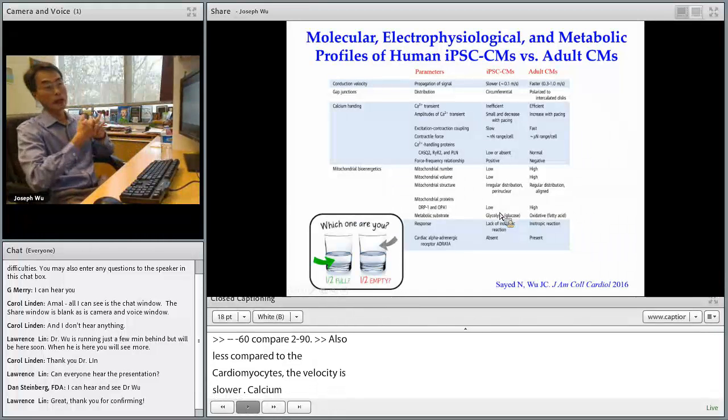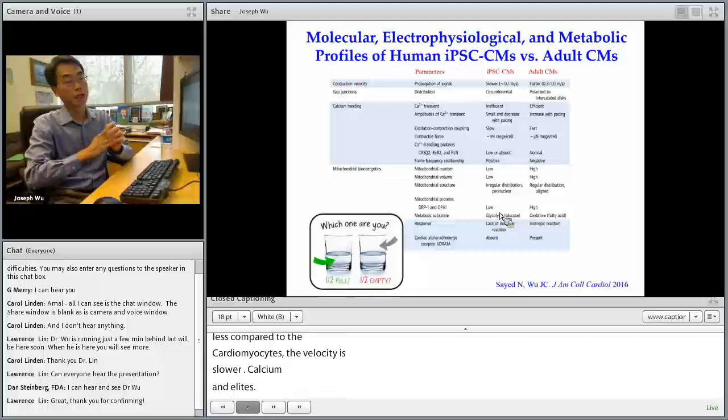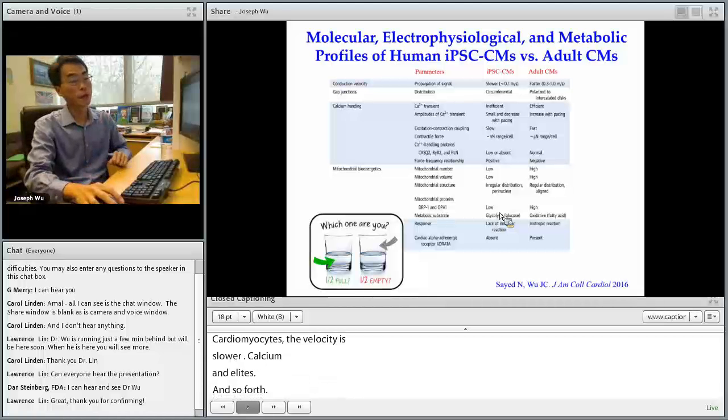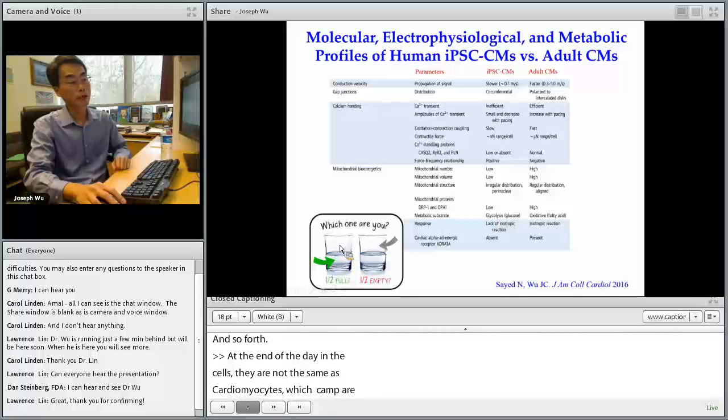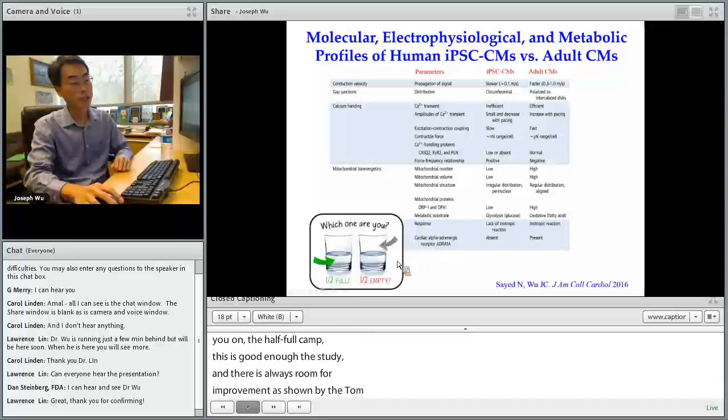So at the end of the day, again, these cells are not the same as adult cardiomyocytes. The question is, which camp are you on? If you're on the glass half full camp, you say that this is good enough for us to study, and there's always room for improvement, as shown by the 12 years of work that we've put into this, in which we can significantly improve the efficiency of cardiomyocyte differentiation. If you're on the more pessimistic side, you say that the glass is half empty. They're not exactly the same, and therefore it's not worthwhile pursuing.